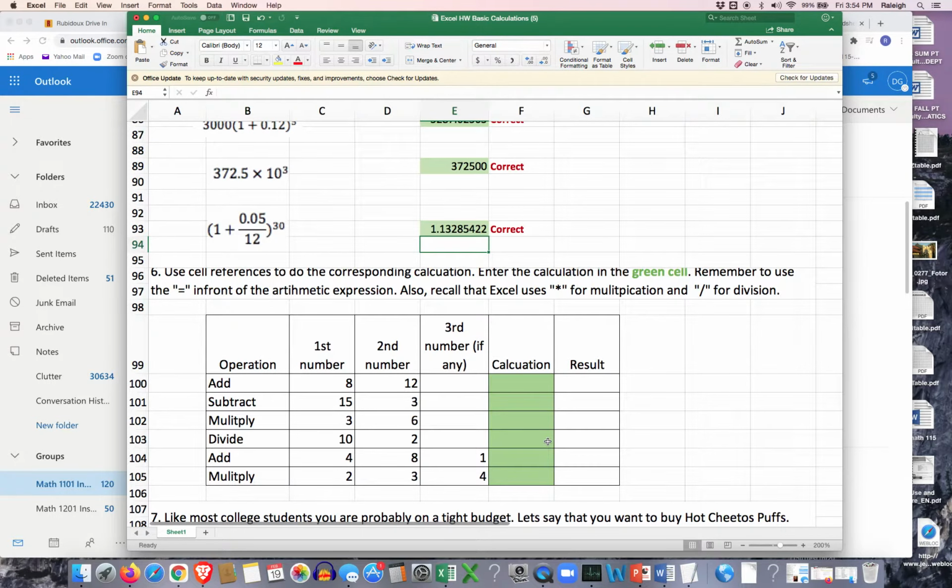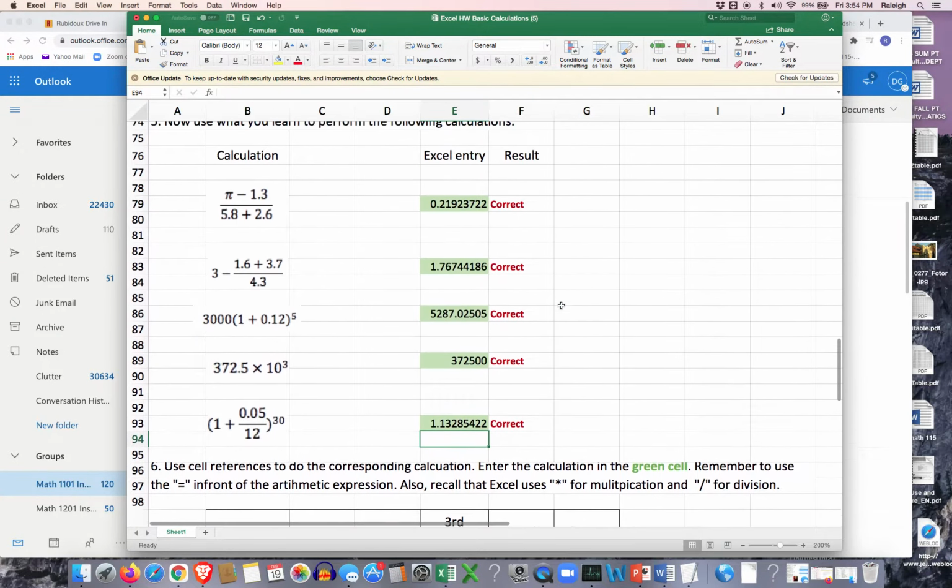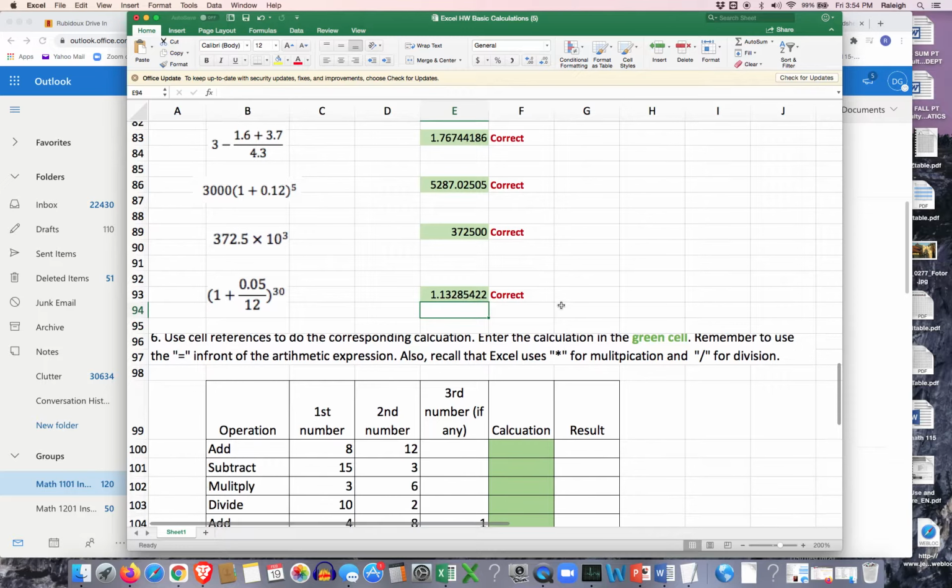Let's see if we can try this. They've got a couple of misspelled words. Calculation. I think they meant calculation, didn't they? Anyway, I'm not going to worry about typos like that. I certainly make my own. Certainly use cell references to do the corresponding calculation. Use the calculation in the green cell. Remember to use the equals in front of the arithmetic expression.